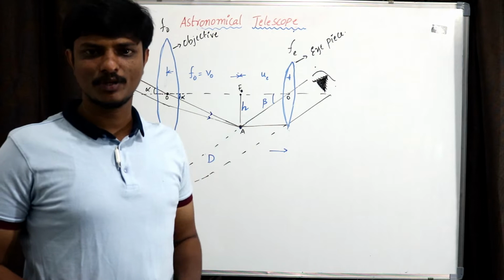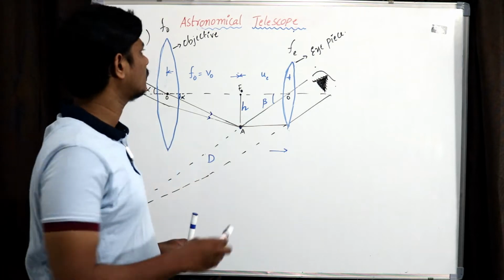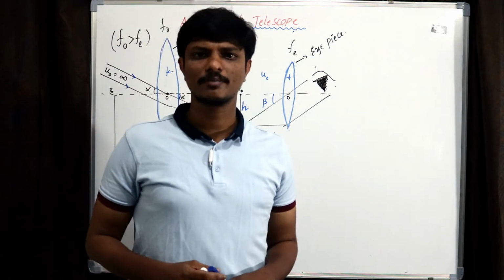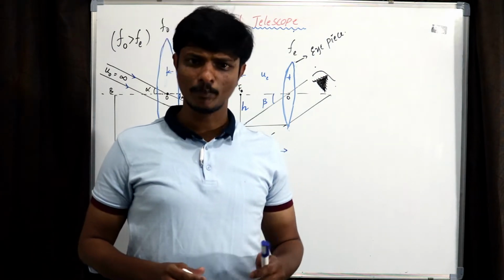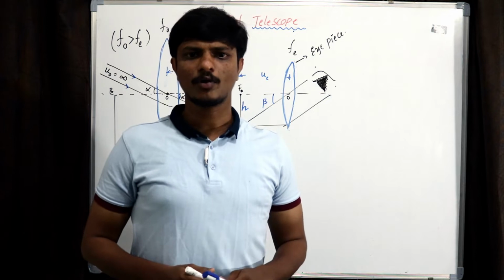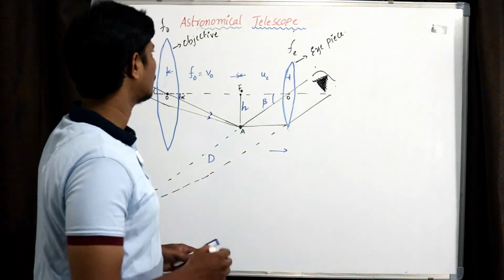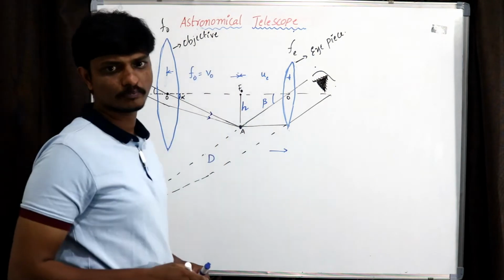Today I am going to discuss another new topic, which is called the astronomical telescope. Till now we have discussed the simple microscope, the compound microscope and problems related to the compound microscope. Now we are going to discuss the astronomical telescope.